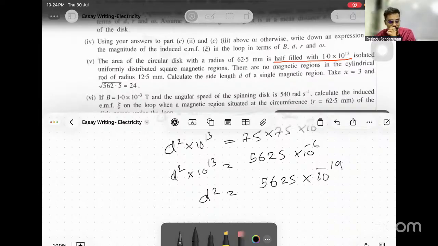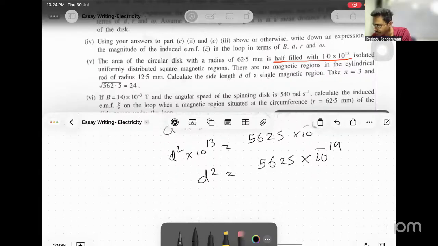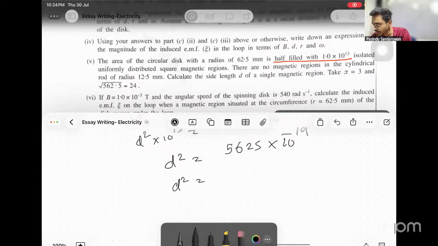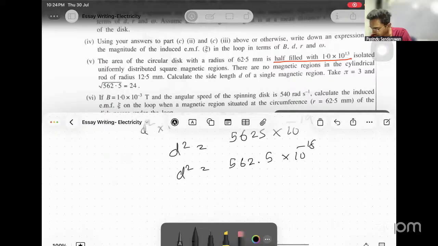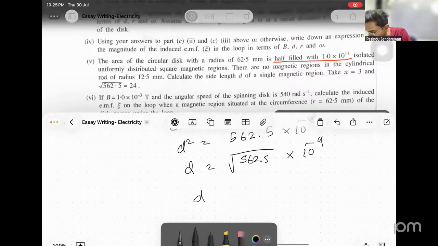Now the given value is 562.5. Then rearrange this, now it's a simplification. 562.5 can be written with 10 to the power minus 18, no? Then this square root is given. Now d is the square root of 562.5, and the square root of 10 to the power minus 18 is 10 to the power minus 9. This value is given. Then this is 24 times 10 to the power minus 9, right?